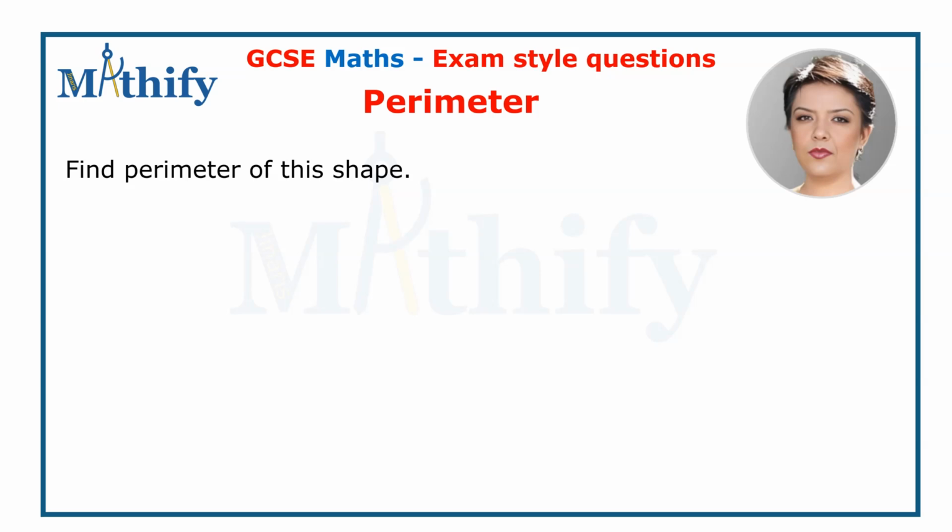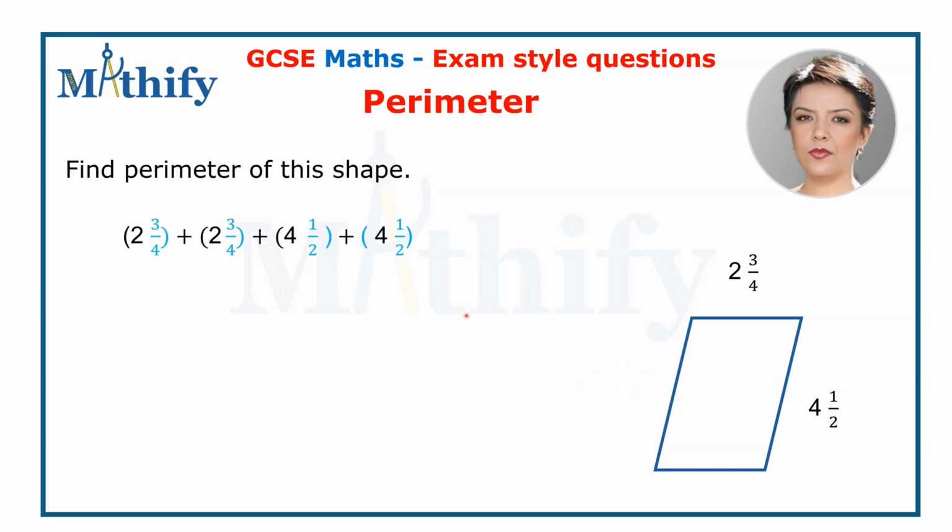Find the perimeter of this shape. We are given two values, 2 3/4 and 4 halves. So to work out the perimeter of the shape, we would add these together. So 2 3/4 plus another 2 3/4 plus 4 halves plus another 4 halves. So we will write this right here.